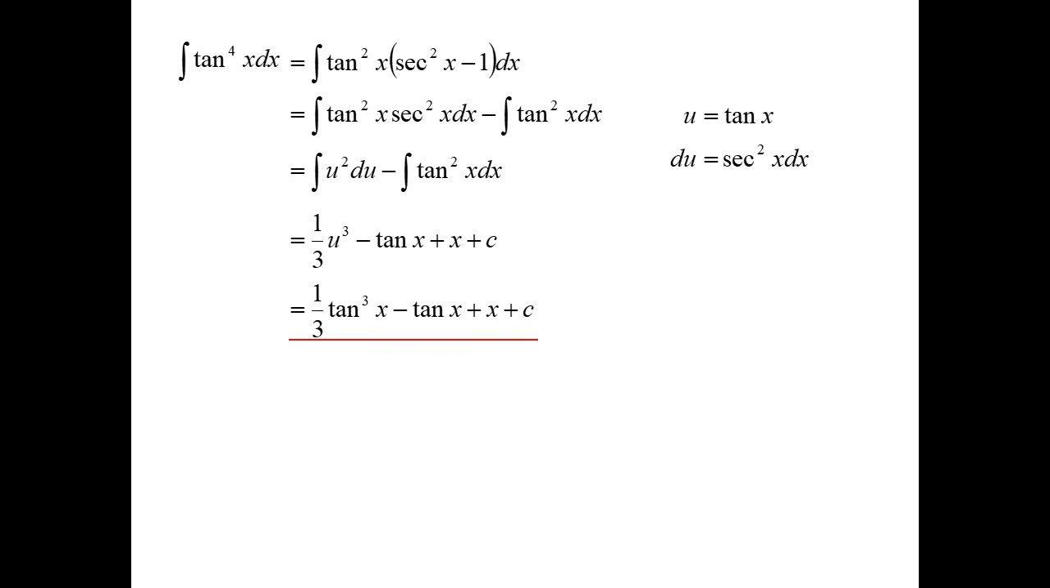I pull out a tan squared, change it to sec squared minus 1, split it into 2 integrals. The first integral, simple substitution. The second integral is another tan function, but to a lower power. Again, we've already worked out the answer to tan squared before, so I'll just drop it in there. There's the tan x and x. We get our final answer, a third tan cubed minus tan x plus x.